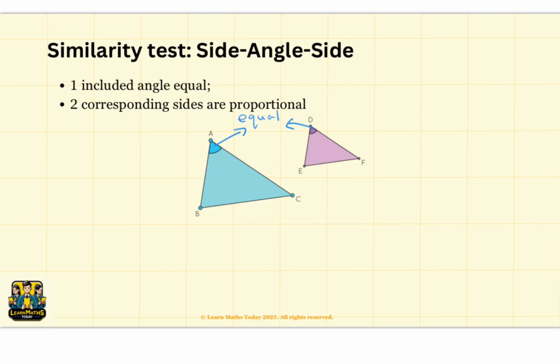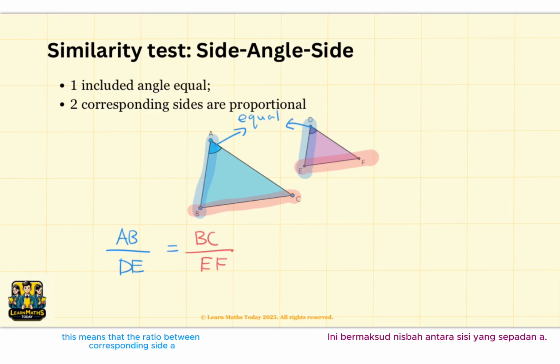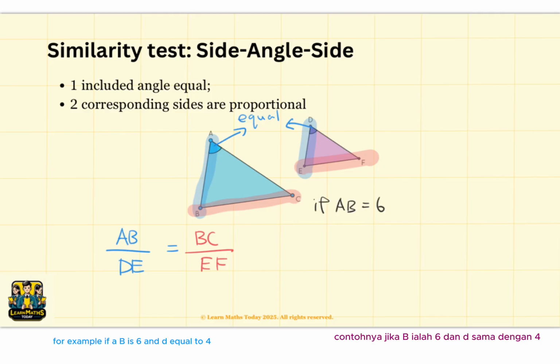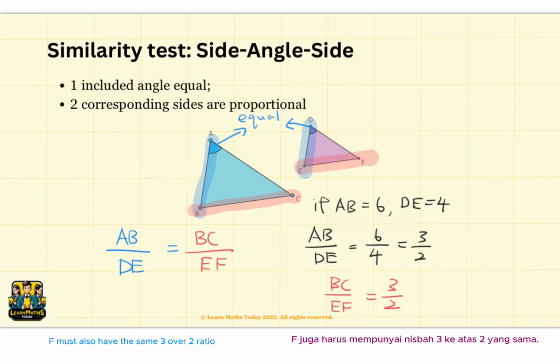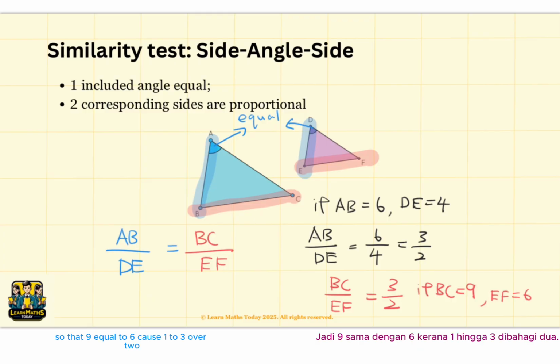To get the equation, we need to have AB over DE equal to BC over EF. This means that the ratio between corresponding sides AB and DE is the same as the ratio between corresponding sides BC and EF. For example, if AB is 6 and DE is 4, we have a ratio of 6/4 or 3/2. Then BC and EF must also have the same 3/2 ratio. So if BC is 9, then EF must be 6, so that 9 to 6 corresponds to 3/2.